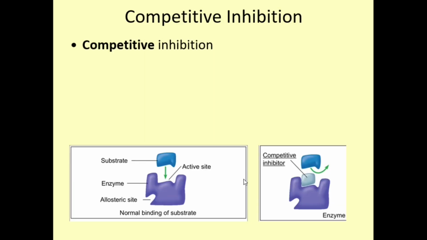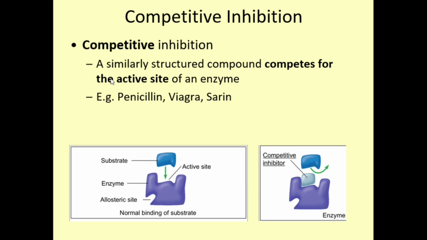And if we move on to the next slide, we can see that competitive inhibition is where a similarly structured compound or molecule competes for the active site of the enzyme. We can see that in this case, the inhibitor is just a molecule or a compound that can actually get into the active site and bind to it. And when it's in there, it prevents the proper substrate from getting in there and the reaction taking place. So competitive inhibition can be a real problem because it will essentially drastically slow down the reaction rate of an enzyme. So I put a few examples here.